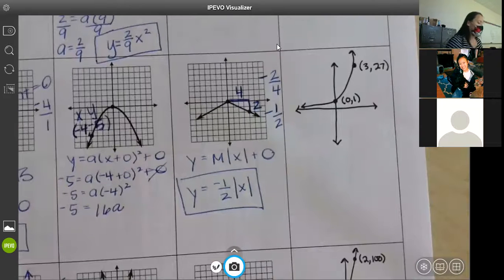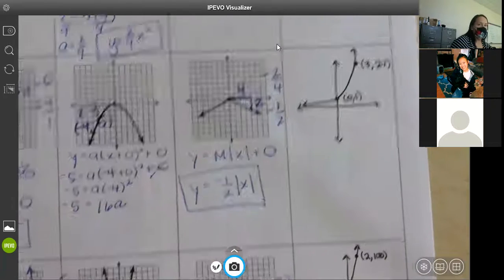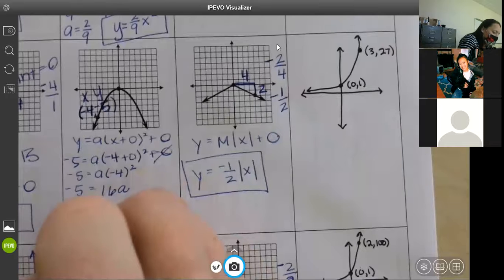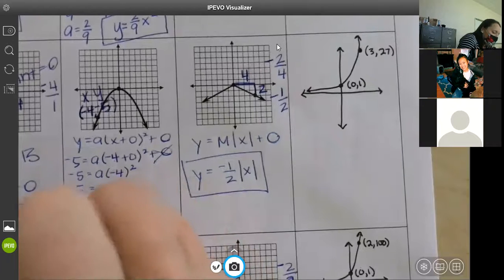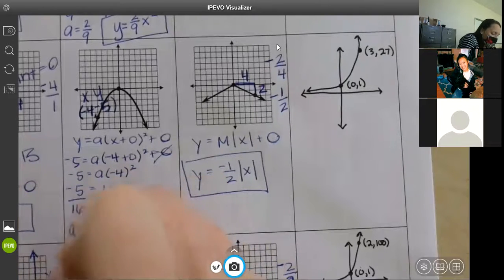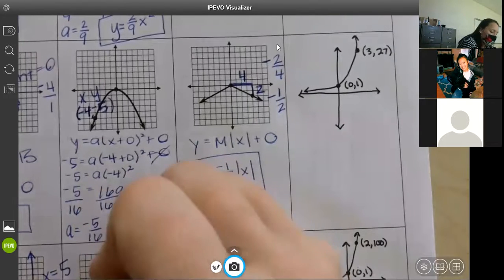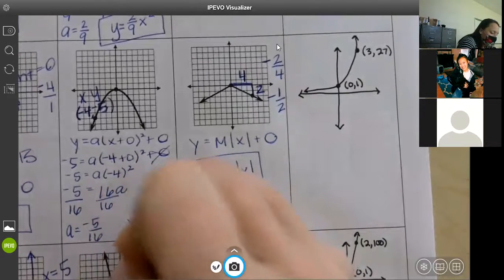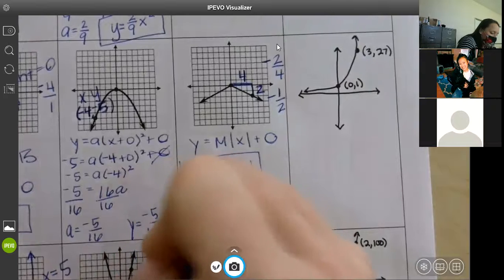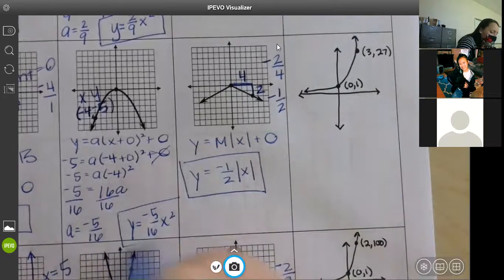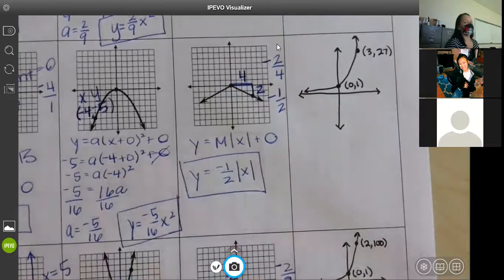How do we solve for A? Divide by 16. And you can leave it just like that. A equals -5 over 16 because it will not reduce. So then our equation is y equals -5 over 16 x squared, because we don't have any vertex other than 0, 0, because it's at the origin. Once we move away from the origin, there's probably going to be a number with x, and there's going to be a number on the end. So those 2 zeros will be replaced.